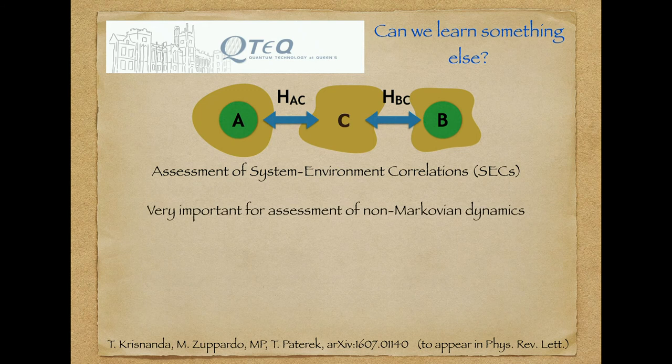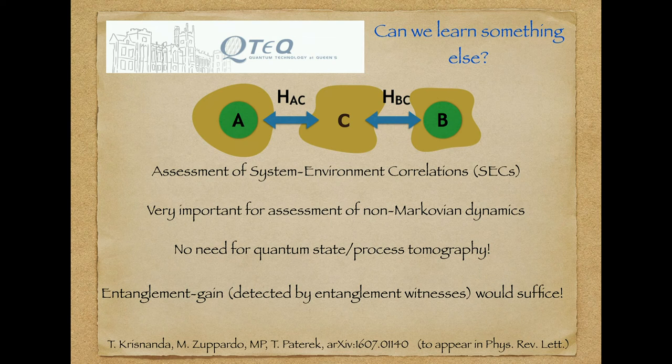So you can understand system-environment correlations by pretending that C is some form of environment. If it's something that you cannot access, if only A and B you can access, then C is akin to an environment. It's not different to an environment. And if you establish gain in entanglement between A and B, this means that at some point in the evolution, you must have had some correlations of some quantum nature between your environment and the system A and B. And you don't need any tomography. You can infer this non-classicality, these system-environment correlations, through a simple entanglement witness that witnesses the entanglement between A and B.